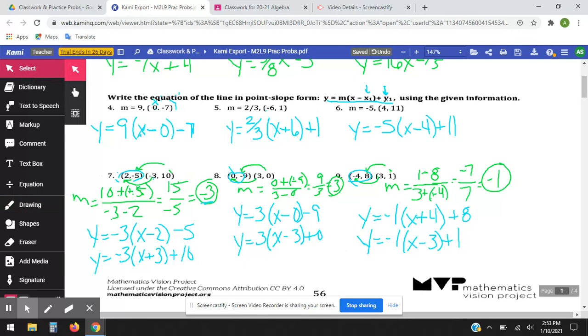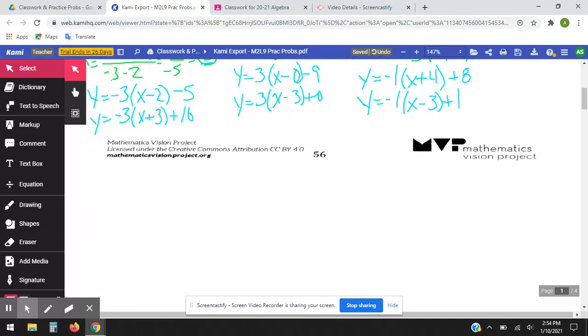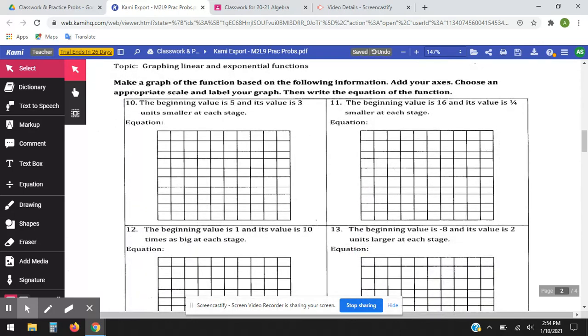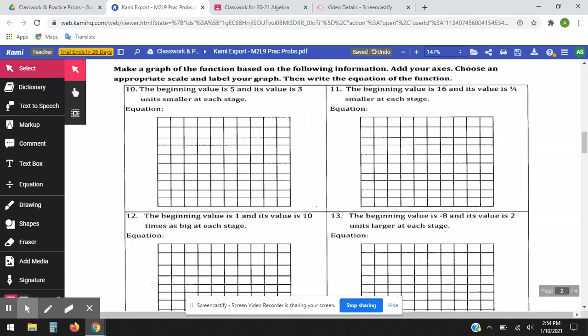Okay, so that's how you do those two different formats. Those are the ones we're really focusing on in these last two lessons of this unit, and the difference between them. Okay, so from here, graphing linear and exponential functions.